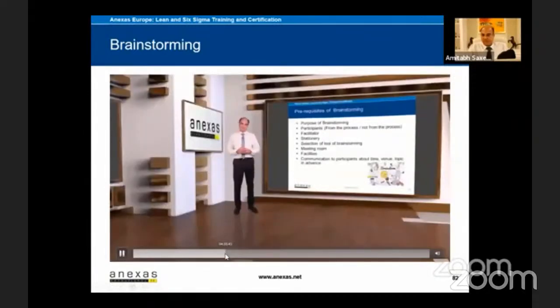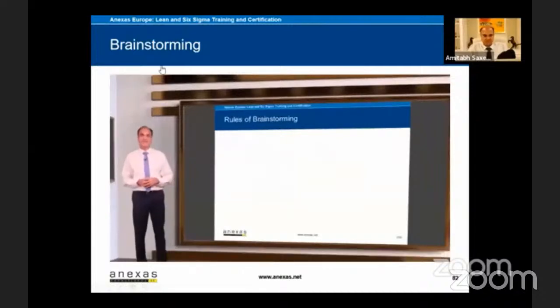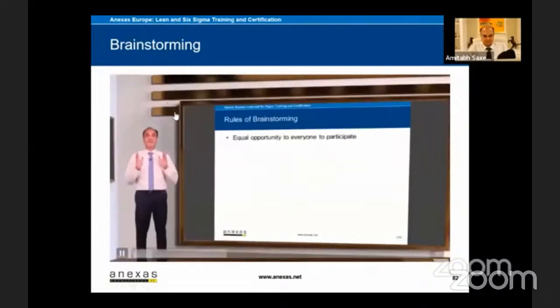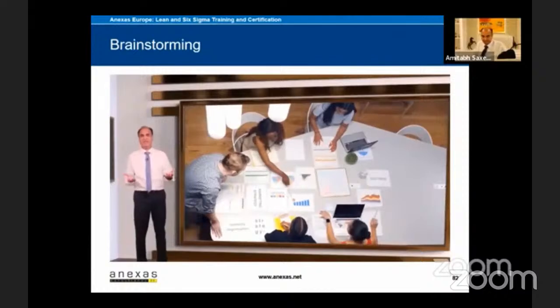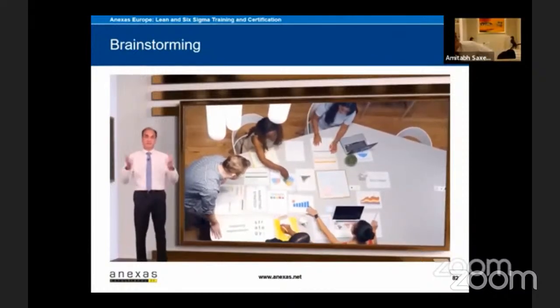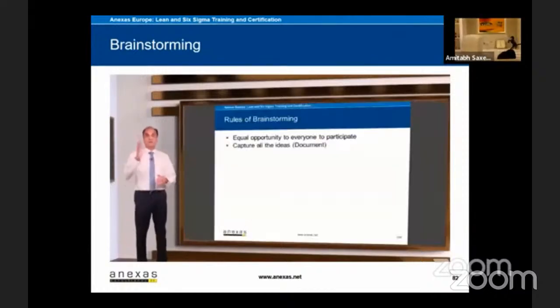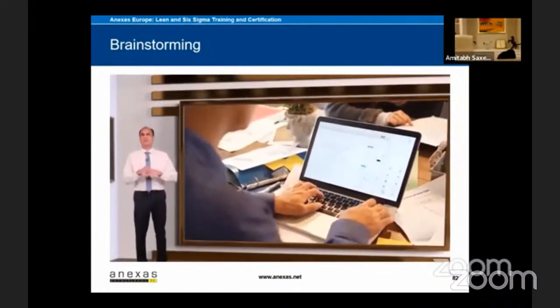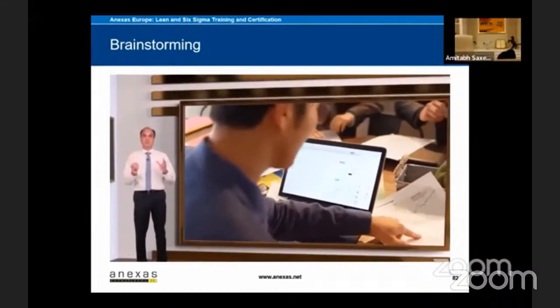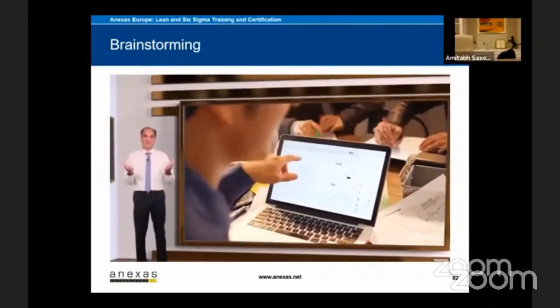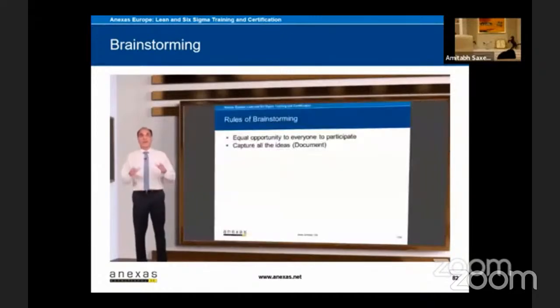So some of the rules are followed in brainstorming. The rules of brainstorming are: give equal opportunity to everyone who is participating. So tell them to participate, and you can use different techniques. As I told you, we will be learning in the improve phase. Capture all the ideas, so document all the ideas, whatever is being discussed, whatever ideas the participants have given, someone should be there to document, or a scribe you can appoint to document all the ideas.